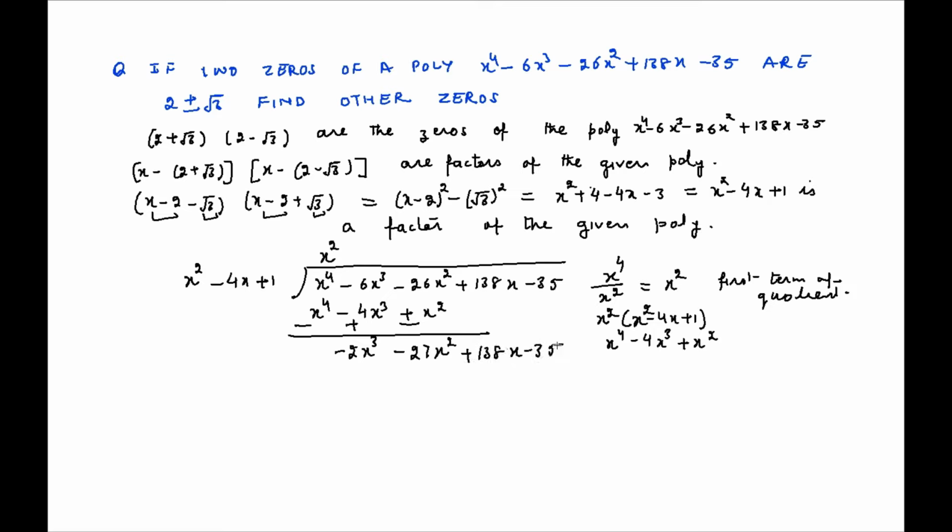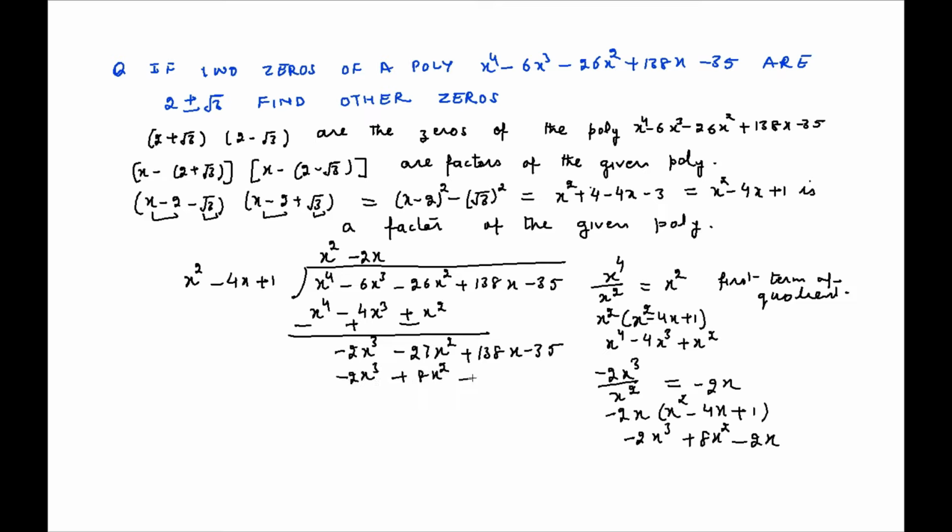Now write −2x³ upon x². So you will have −2x. So that is the second term of the quotient. So write −2x. Multiply −2x by x² − 4x + 1. You will have −2x³ + 8x² − 2x. Change the sign. First term will be cancelled. You will have −35x² + 140x − 35.